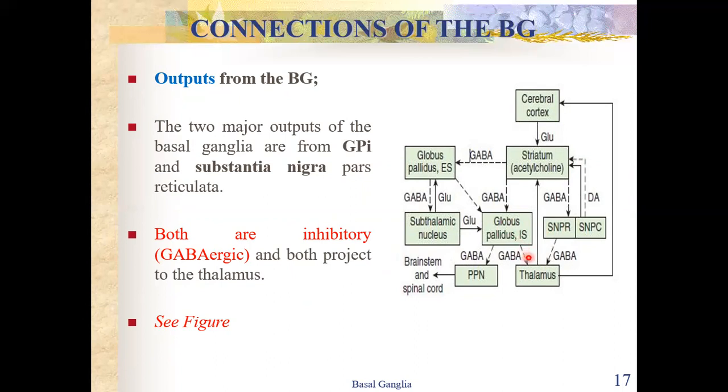They send the outputs to the thalamus. And both the substantia nigra pars reticulata pathway to the thalamus and the globus pallidus internal segment pathway to the thalamus are both inhibitory. They are GABAergic. The neurons between these two structures and the thalamus are inhibitory. The neurotransmitter there is GABA, and both of them project to the thalamus. So that's the output.